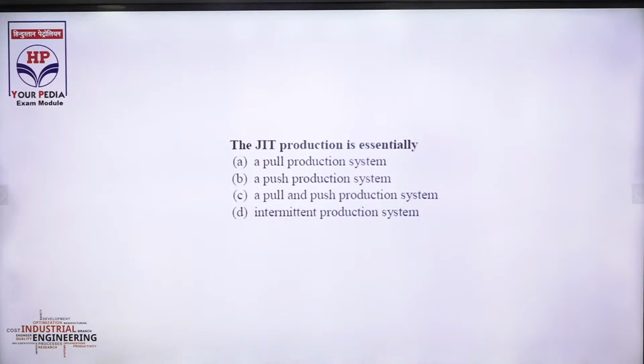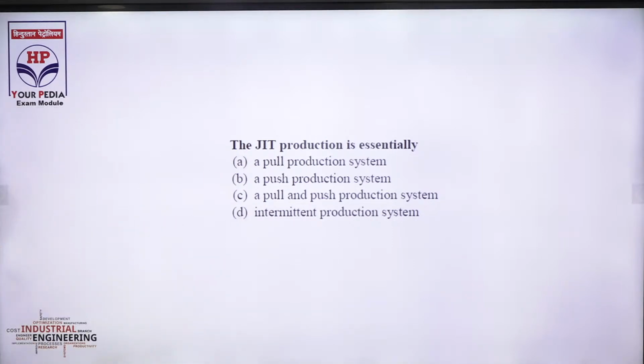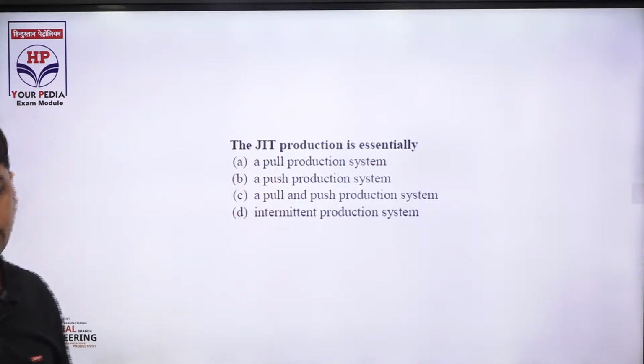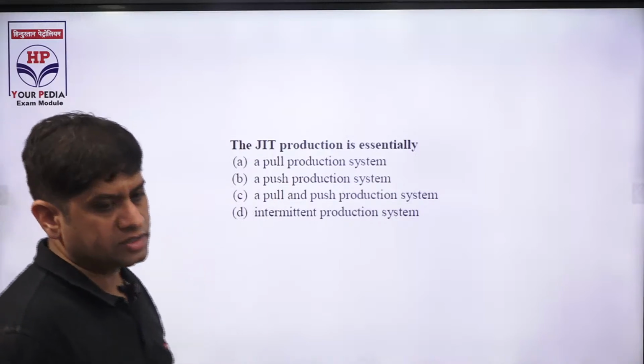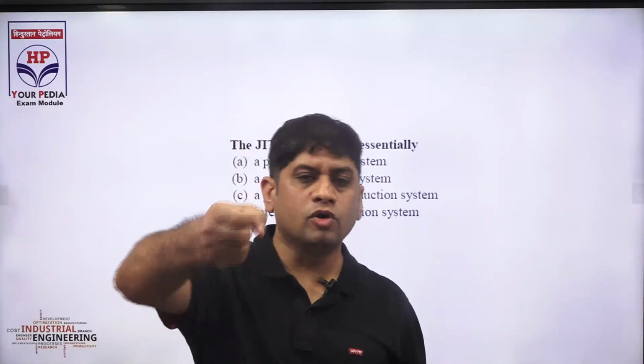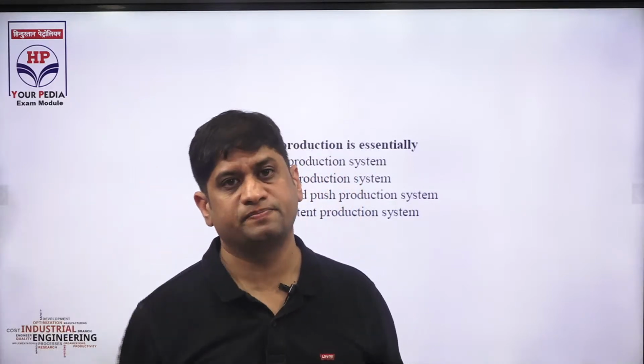Just in time production is essentially what kind of production system? Now this is very important: pull system. You know what is push production system, what is pull production system? Understand, I am explaining this pull system and push system. Try to understand this. Pull system is you produce something when there is a demand in the market.